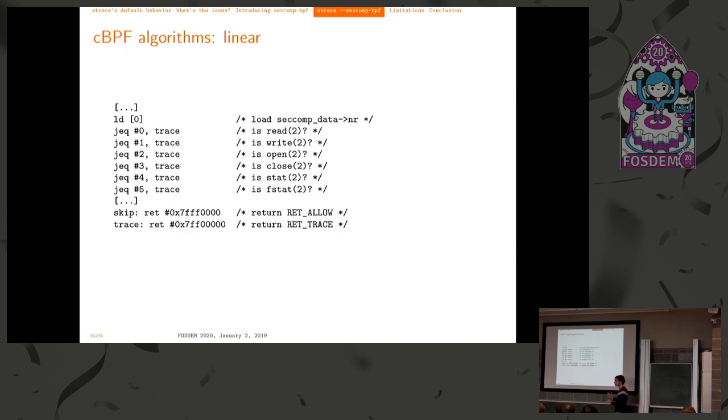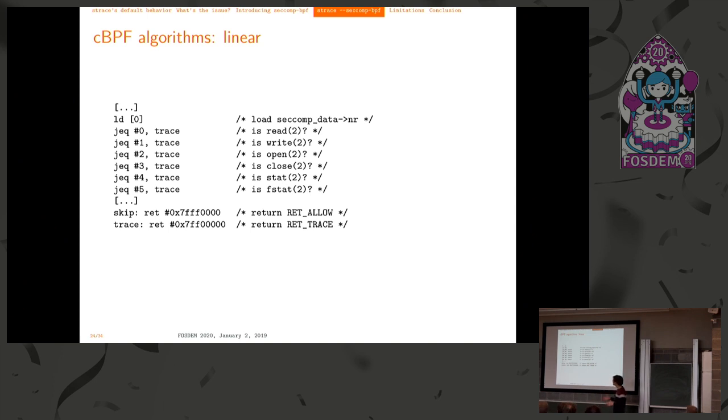Okay, so what about the cBPF programs? Because I talked about how we change the way we stop the process, but I haven't talked about the cBPF program itself. So one first naive way to do it would be to do a linear search through all of the different syscall numbers we're interested in.